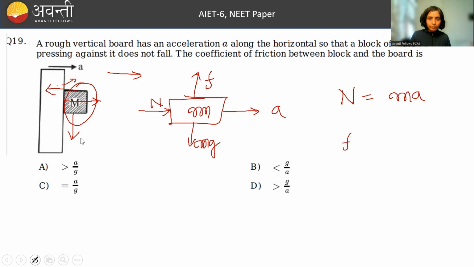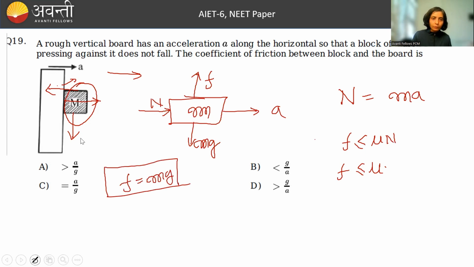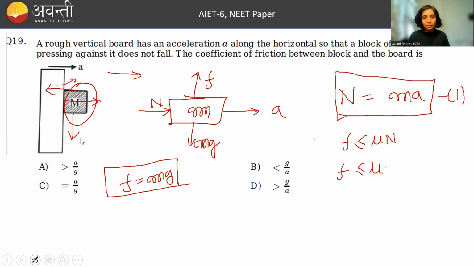So friction will be less than equal to mu n. Done. And here friction less than equal to mu n का value आप रख दो. ठीक है? And here since this is not falling down also, friction will be equal to what? mg. So if we deal with horizontal direction, it has acceleration a. So all horizontal force will add up to mass into acceleration. So this is the first equation.